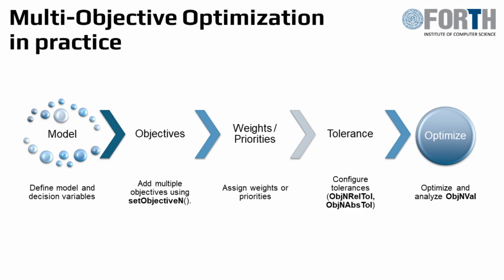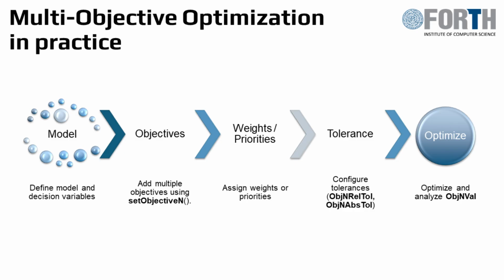Next, instead of specifying a single objective, we explicitly add multiple objectives. In Gurobi, this is done using the appropriate multi-objective interface, where each objective is defined separately. After defining them, we must decide how they interact. We can assign weights if we follow a blended approach, or priorities if we adopt a hierarchical structure. In some cases, we combine both ideas, blending objectives within the same priority level.